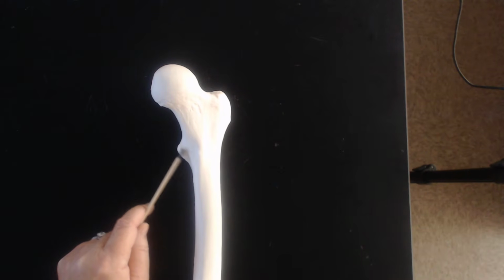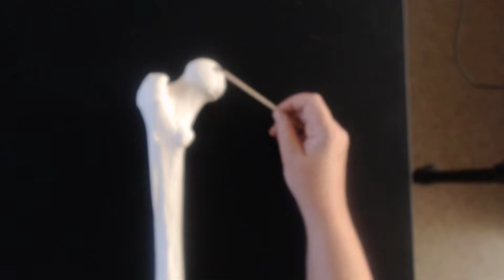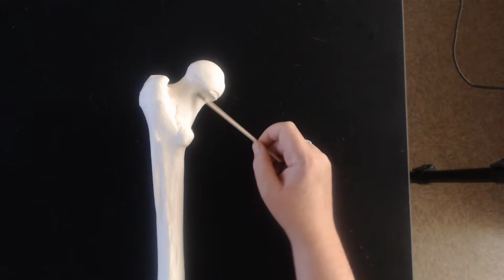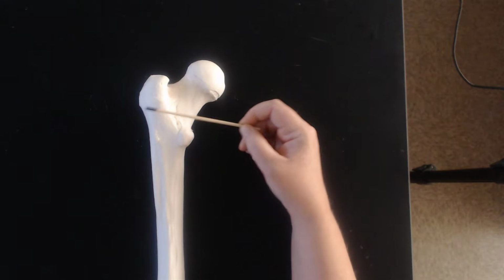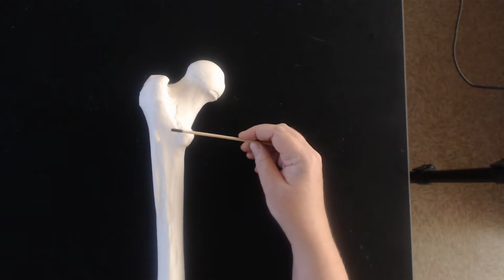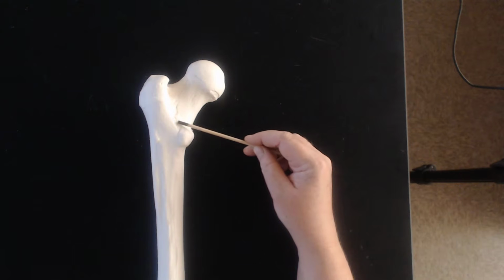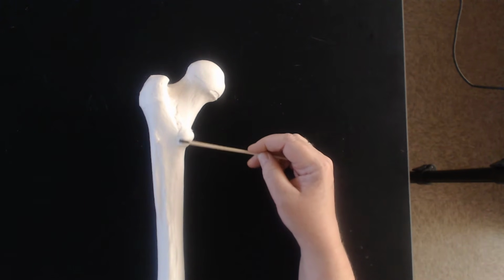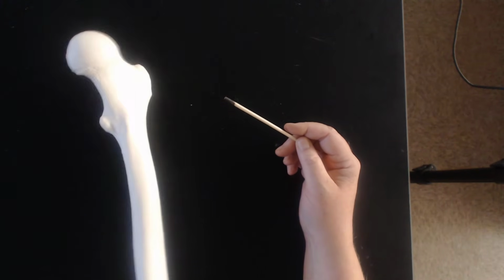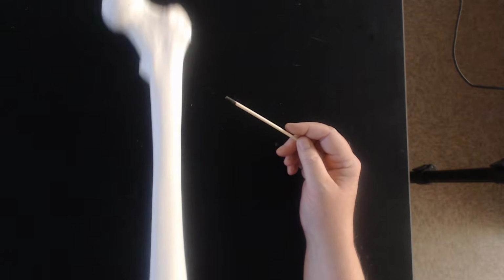Now if I flip this over, this is the head of the femur, the neck of the femur. The top portion is the greater trochanter, and the bottom portion is the lesser trochanter.